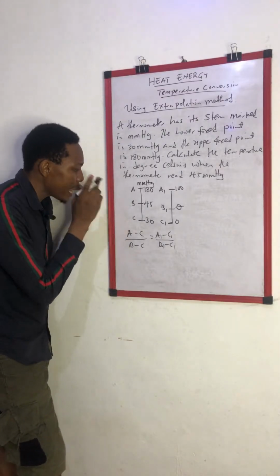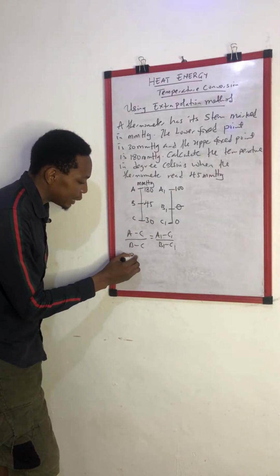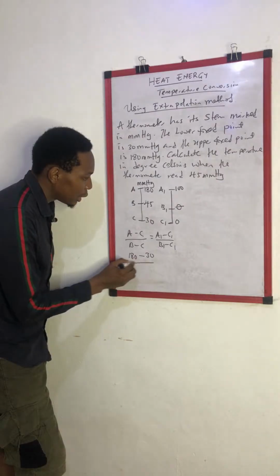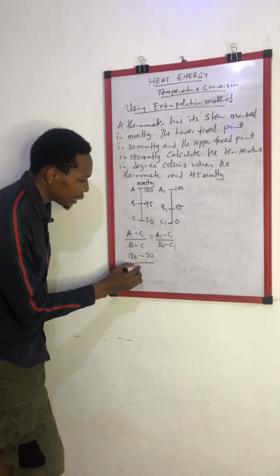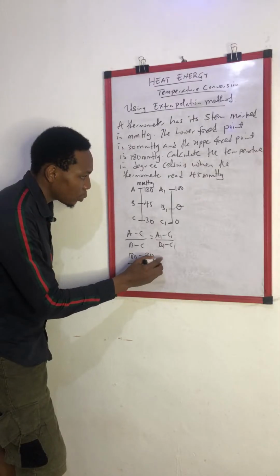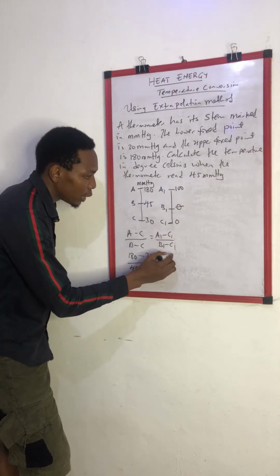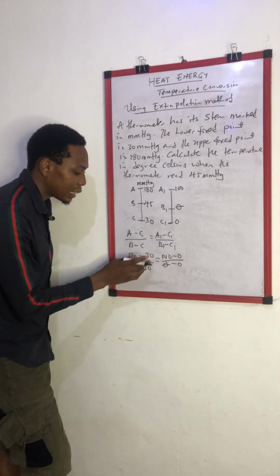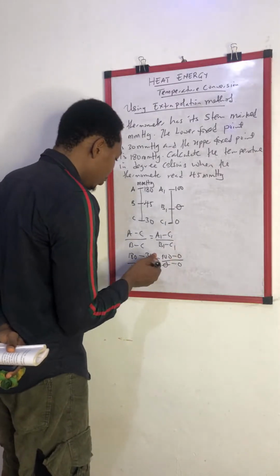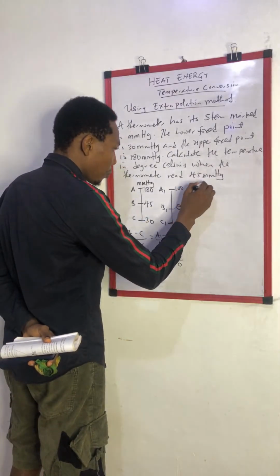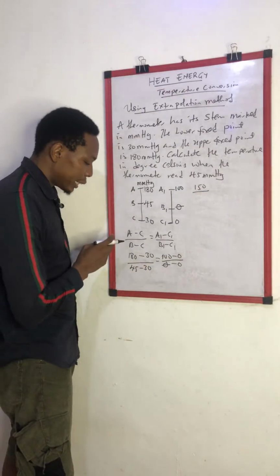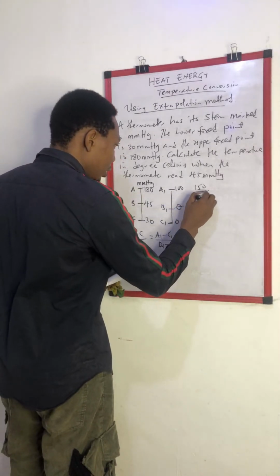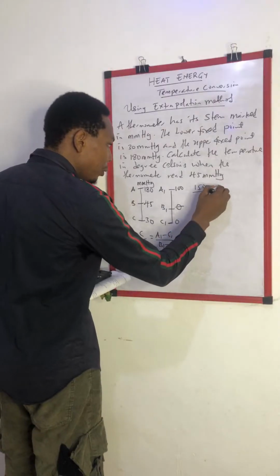So from there, our A is sitting as what? 180. 180 minus 30, then all over 45 minus 30, then equals to 100 minus 0 all over theta minus 0. So 180 minus 30 is going to give us 150. Then all over 45 minus 30, we are going to have 15. Then equals to 100 minus 0, 100.